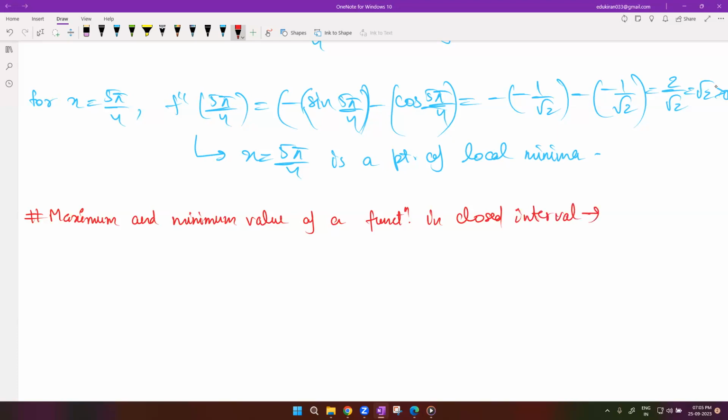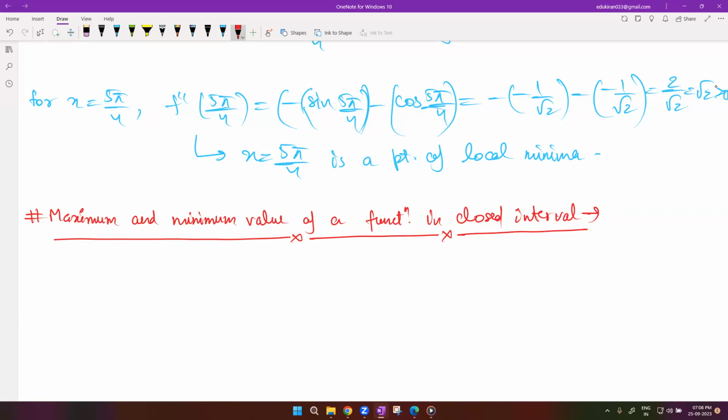So what we have learned by far is how we can find out the local minima and local maxima of a function. And we do know what local minimum and local maximum mean. Local maximum means basically the value which is highest in its neighborhood, and local minimum means the point at which the value of the function is lowest in its neighborhood, right?